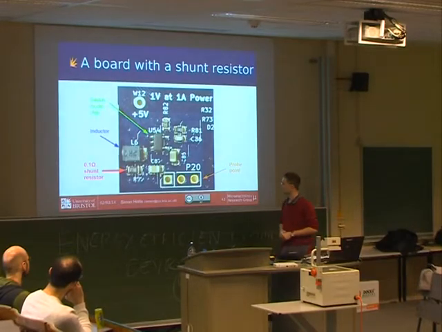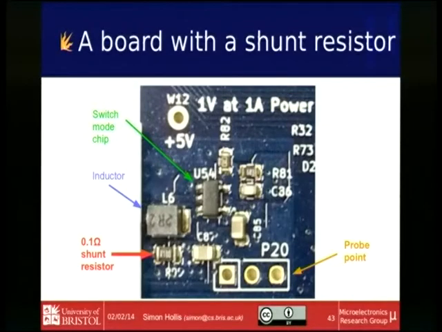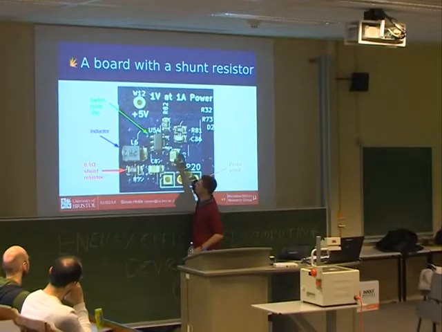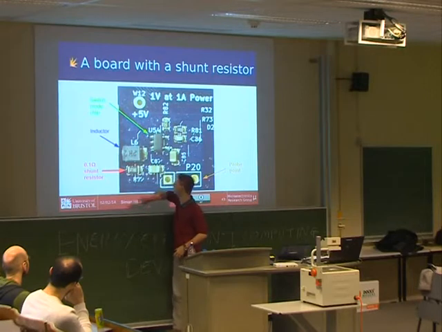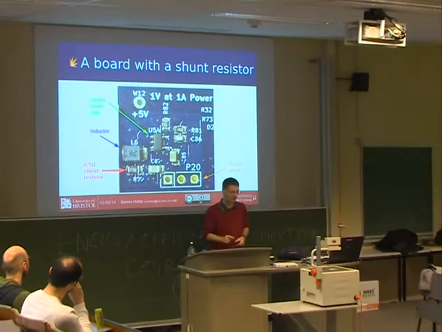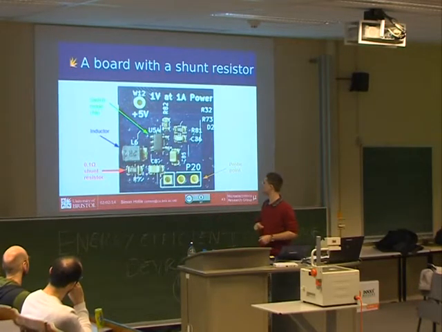To give you an idea what these kind of things look like, this is a board we have back in our lab. This is a power supply, it's a 1-volt power supply. We've got a chip here, it's a power supply chip. Capacitors, it's a switch mode power supply, it's got an inductor in here. Here's the little shunt resistor in this. I've magnified this quite a lot, so it's a really tiny device.